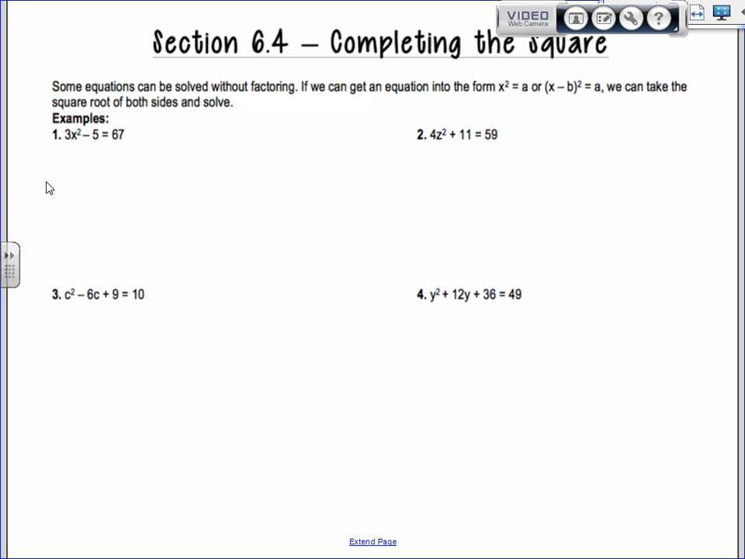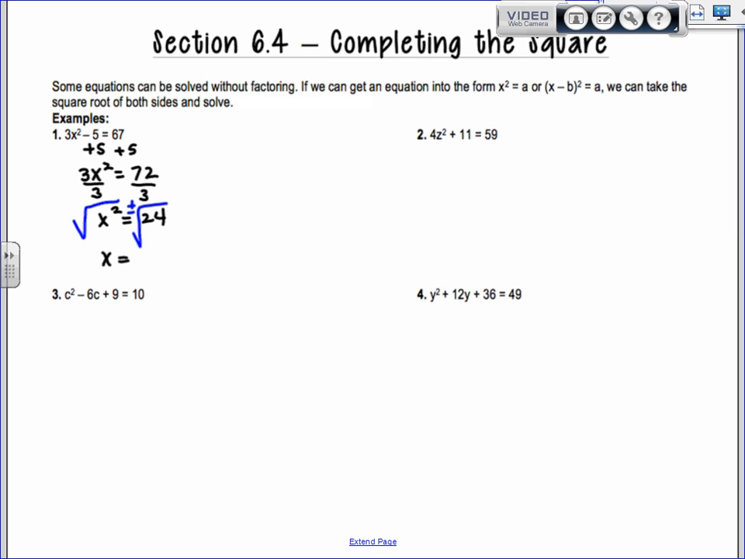So the first one says 3x squared minus 5 equals 67. I can solve this without factoring. I can add the 5 to the other side, so I have 3x squared equals 72. I can divide by 3, so I have x squared equals 24. And I can take the square root. Whenever I take a square root, I don't forget that I need a plus or minus.